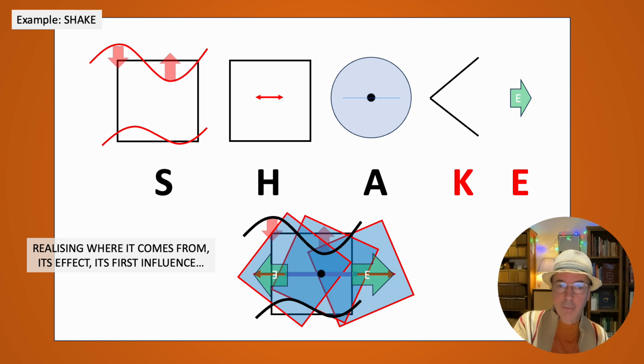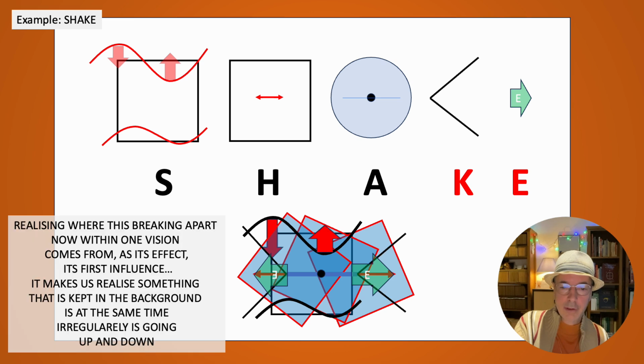that we know where it comes from. It comes from the S first, the first effect, the first influence, and it tends to break apart our focus, that with that influence it is indeed shaking, and we're losing it a little bit at the sides. With one vision, we know that it all comes from an effect as a first influence. How it is, the word starts with S, and it makes us realize how this is working in the background.